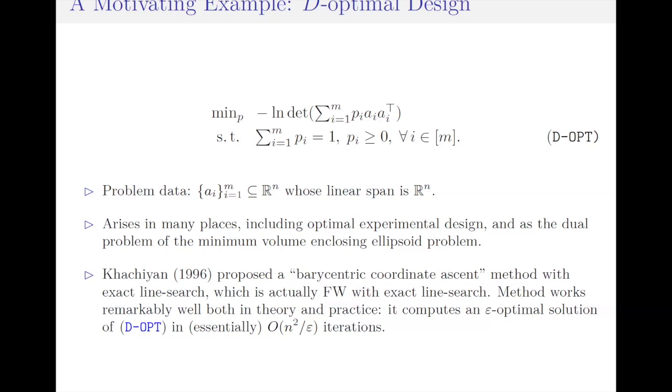His analysis mentioned that it takes n squared over epsilon iterations, where n is the dimension of the problem data. If you look carefully, n is also the complexity parameter of this log det function, because the log det function is defined on the cone of n by n positive semi-definite matrices. So this n is really the complexity parameter of this log det function. That shows the connection between Khachiyan's analysis and the broader class of log-homogeneous barriers.